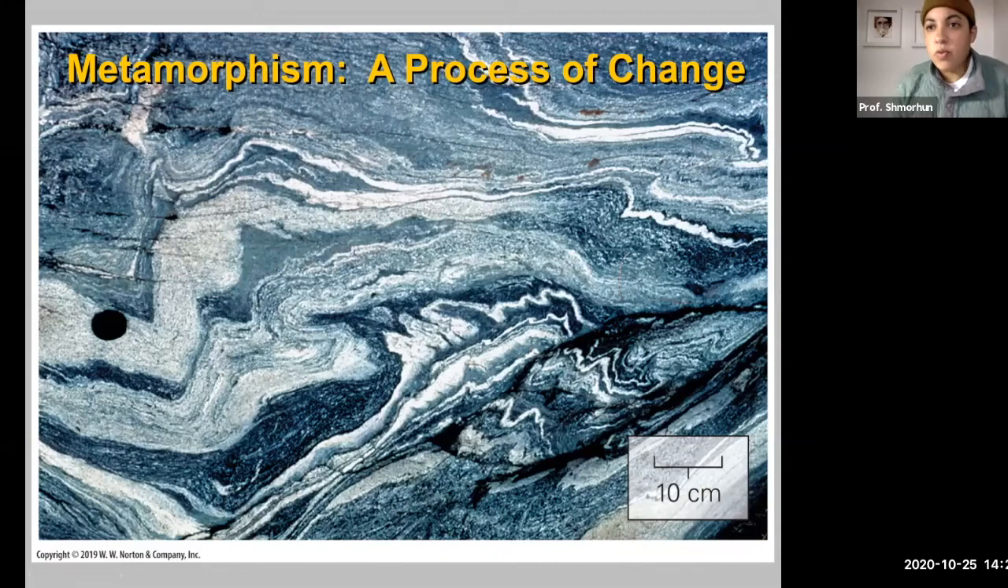Hello, everybody, and welcome to week 10 of Geology 100 lecture. And in our rock series that we've been talking about for the past few weeks, we are on our last topic, metamorphic rocks. And so we've already talked about minerals, we talked about igneous rocks, and we've talked about sedimentary rocks. Now, unlike the other rock types, metamorphic rocks are way different.